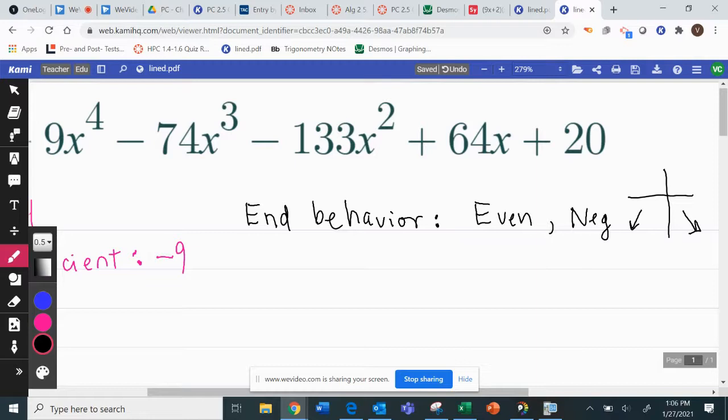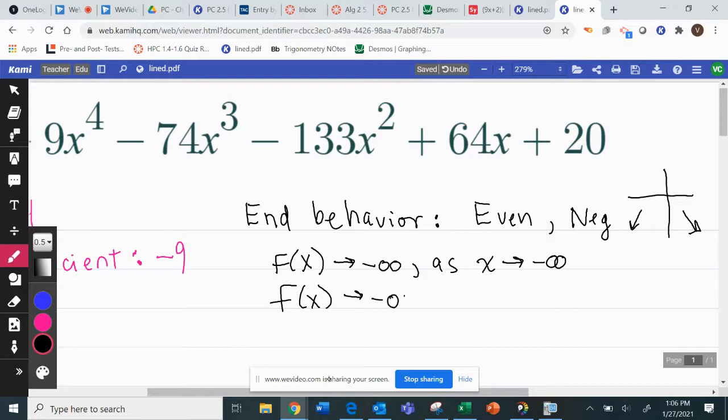So to write end behavior, we use the symbolic version where we're going to talk about where the ends go, which is the y values, which is the f of x. We're going to say f of x approaches negative infinity as x approaches negative infinity. And then f of x approaches negative infinity as x approaches positive infinity.